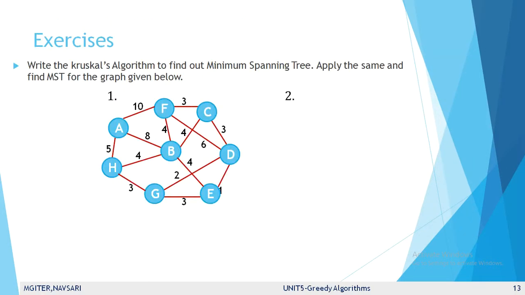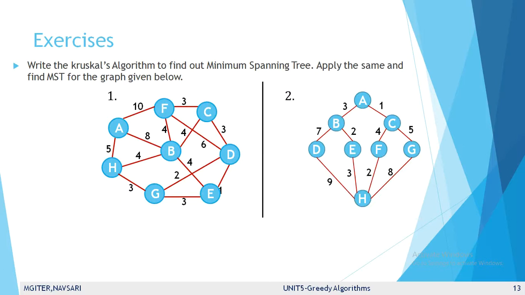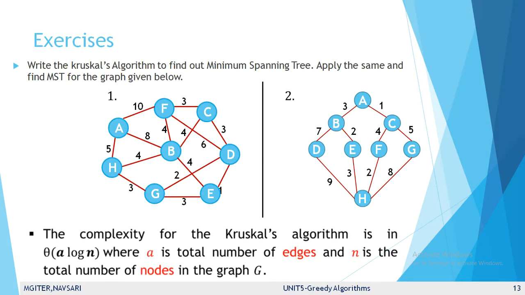Now here we give two connected weighted graphs. Try to solve them using Kruskal algorithm. Now the complexity of Kruskal algorithm is theta of a log n, where a is the total number of edges and n is the total number of nodes in the given graph.